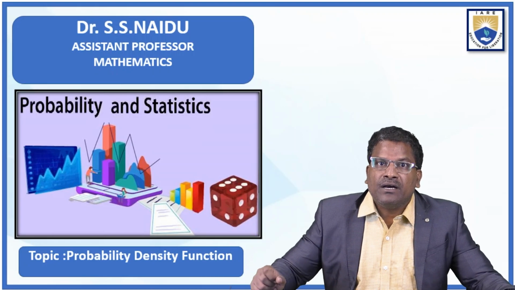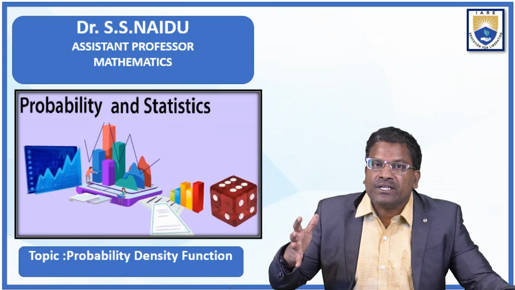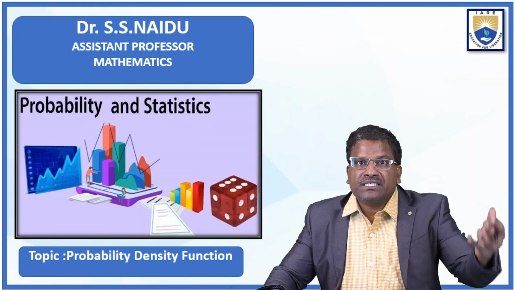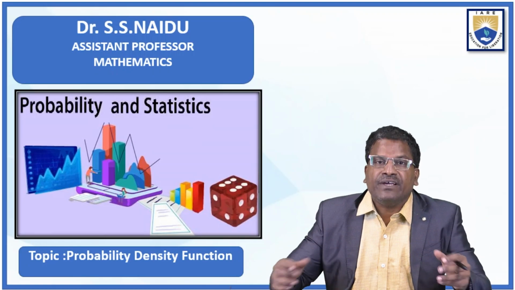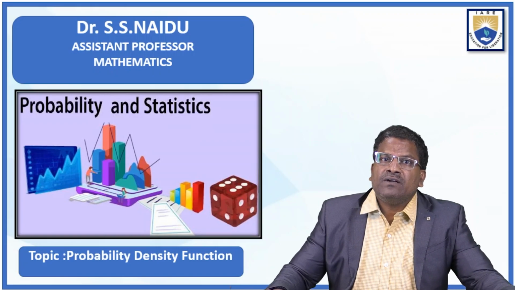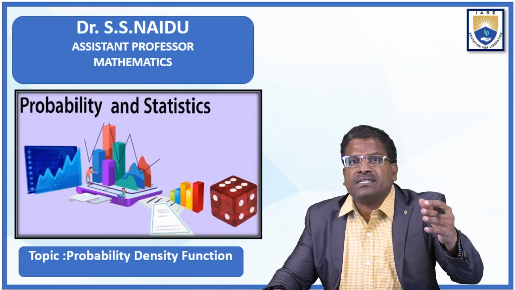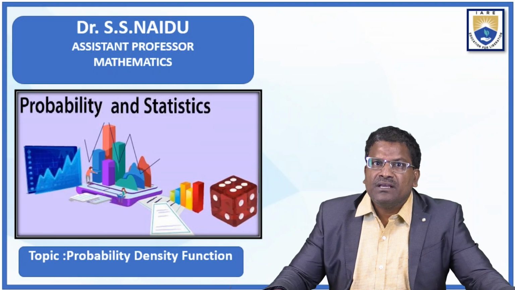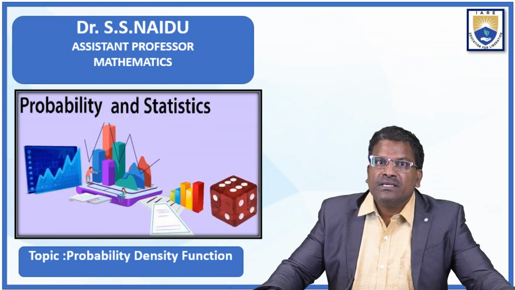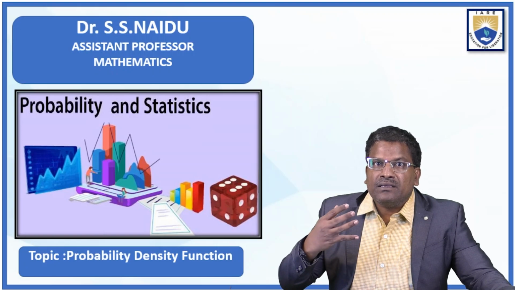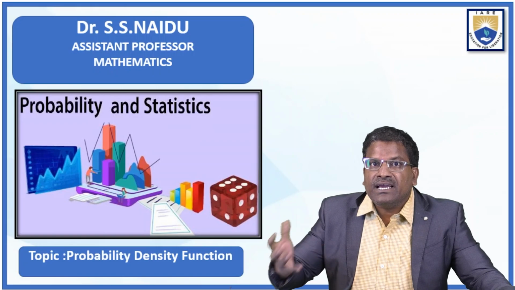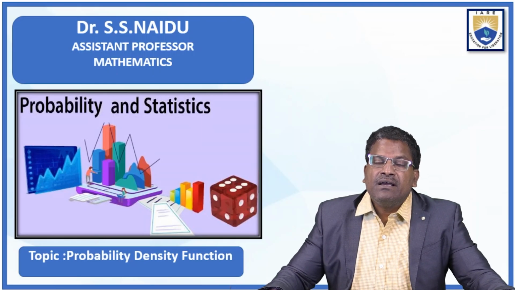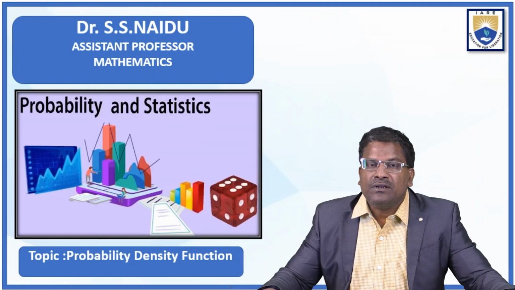See, already in probability and statistics, we have discussed two main kinds of random variables. They are discrete random variables and continuous random variables. In a discrete random variable, it gives a specific numerical value, whereas a continuous random variable gives a value which lies in a range, in an interval. That is the main difference between a discrete random variable and a continuous random variable.